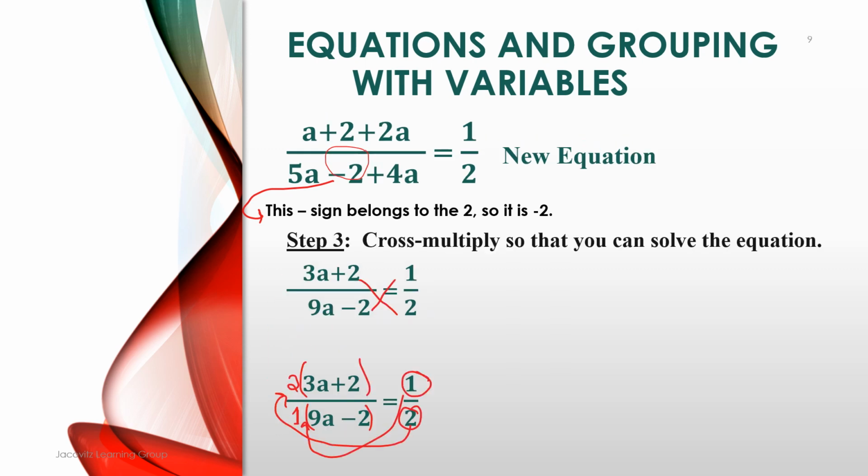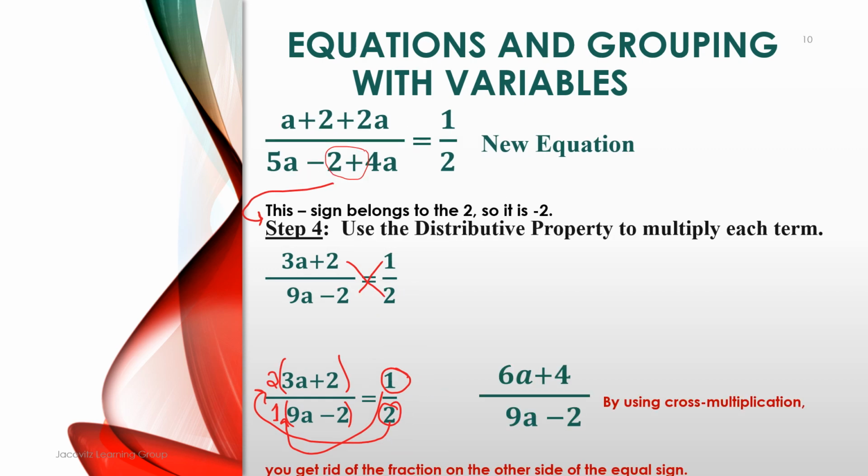Now you're over here, and this is where it gets tricky. You're going to cross multiply. Sometimes we forget that when we cross multiply, we automatically get rid of everything on this side. So this 2 goes here. It's 2 times 3a plus 2. And this 1 comes down here, 9a. And so this is done here.